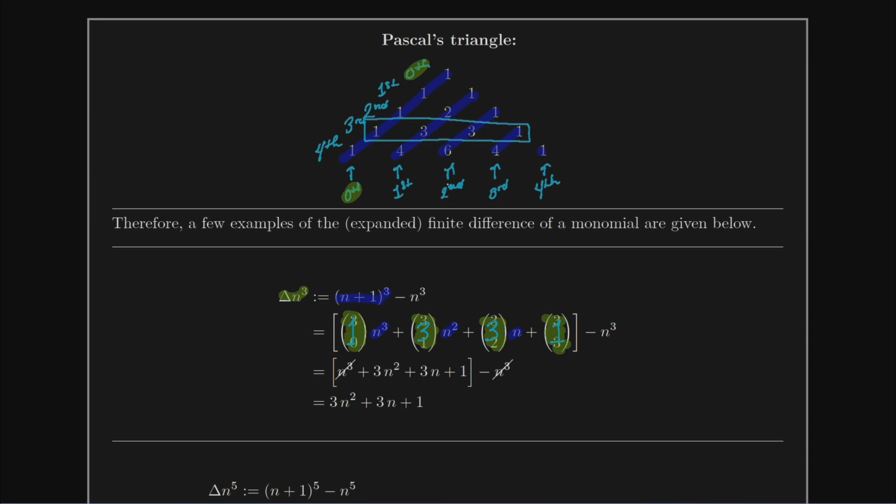And then, of course, delta n cubed is going to subtract off the very first term, a single case of n cubed. And so that single n cubed is going to cancel right here and right here. What am I left with? I'm left with 3n squared plus 3n plus 1. And that's exactly what I've drawn there. So that's the power rule in the case of n cubed.